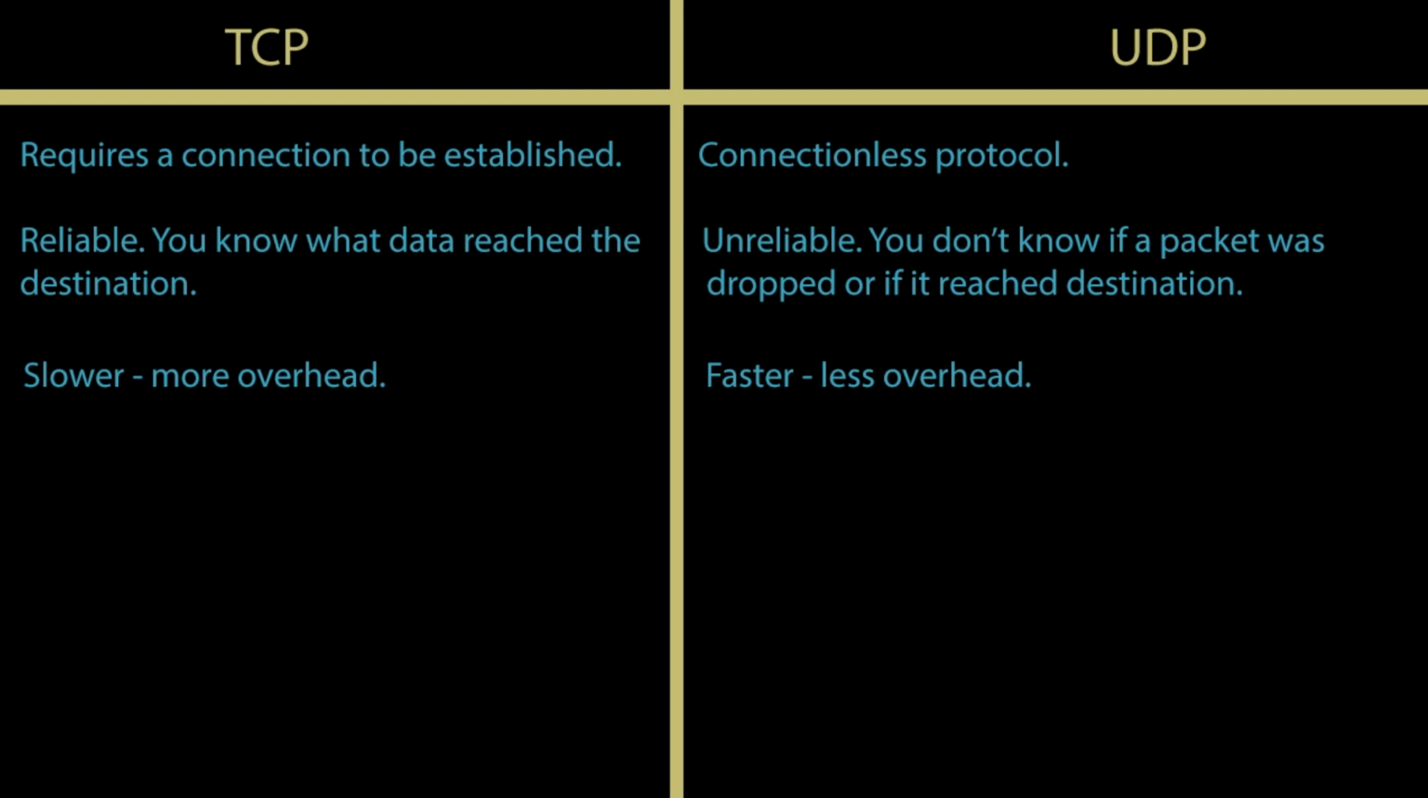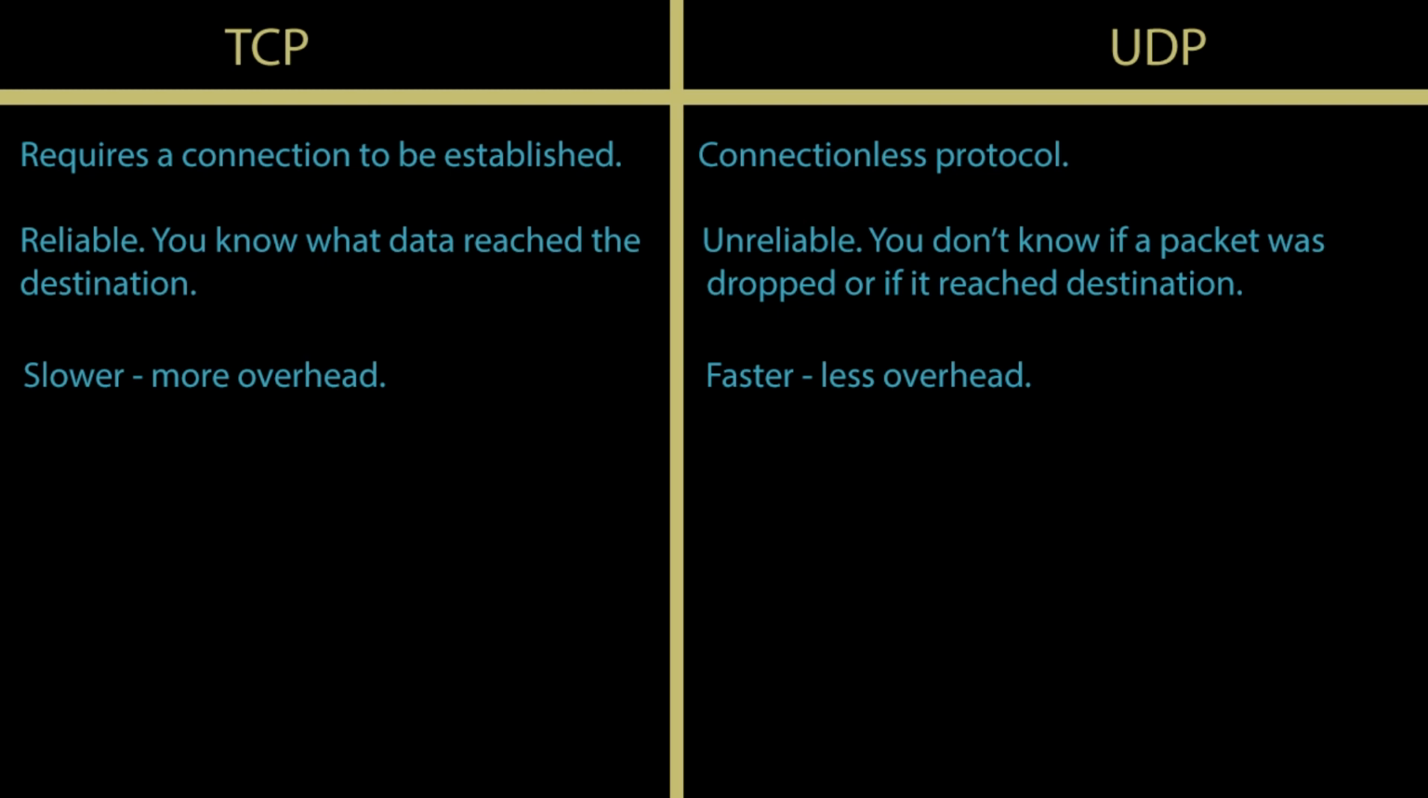In this video, we are going to look at how TCP functions versus how UDP functions. In TCP, it requires that a connection is established, whereas in UDP, it is a connectionless protocol. TCP is reliable. You know exactly how much of the data you tried to send reached the destination. UDP is unreliable. You don't know if the packet was dropped, or if it reached its destination, or if it was duplicated or even sent out of order.